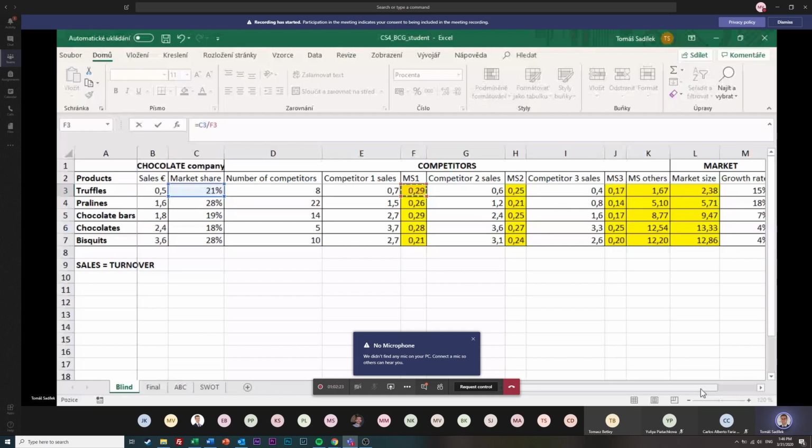Pedro is asking if we need to subtract our market share. No, it's not necessary. So, do we understand the relative market share, or do you have more questions? Relative market share.